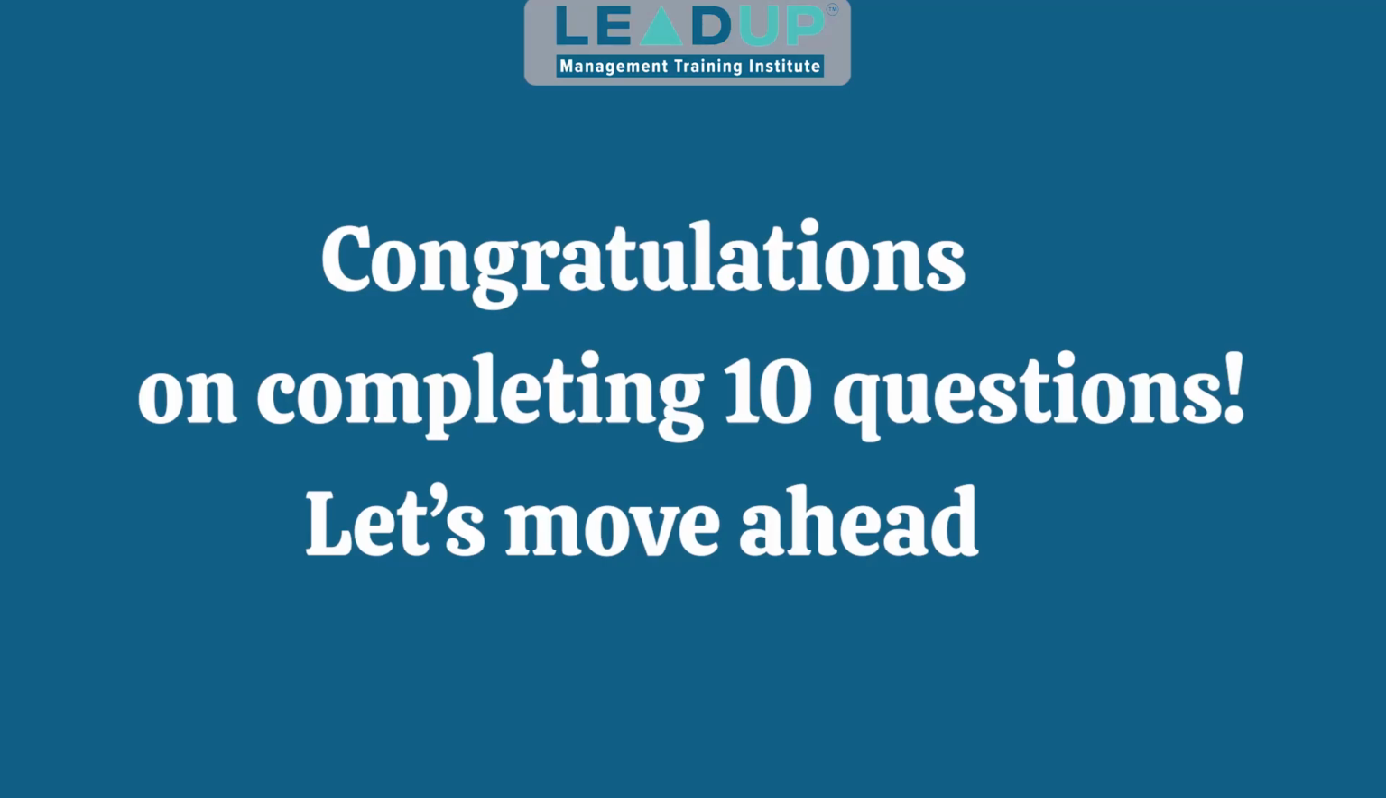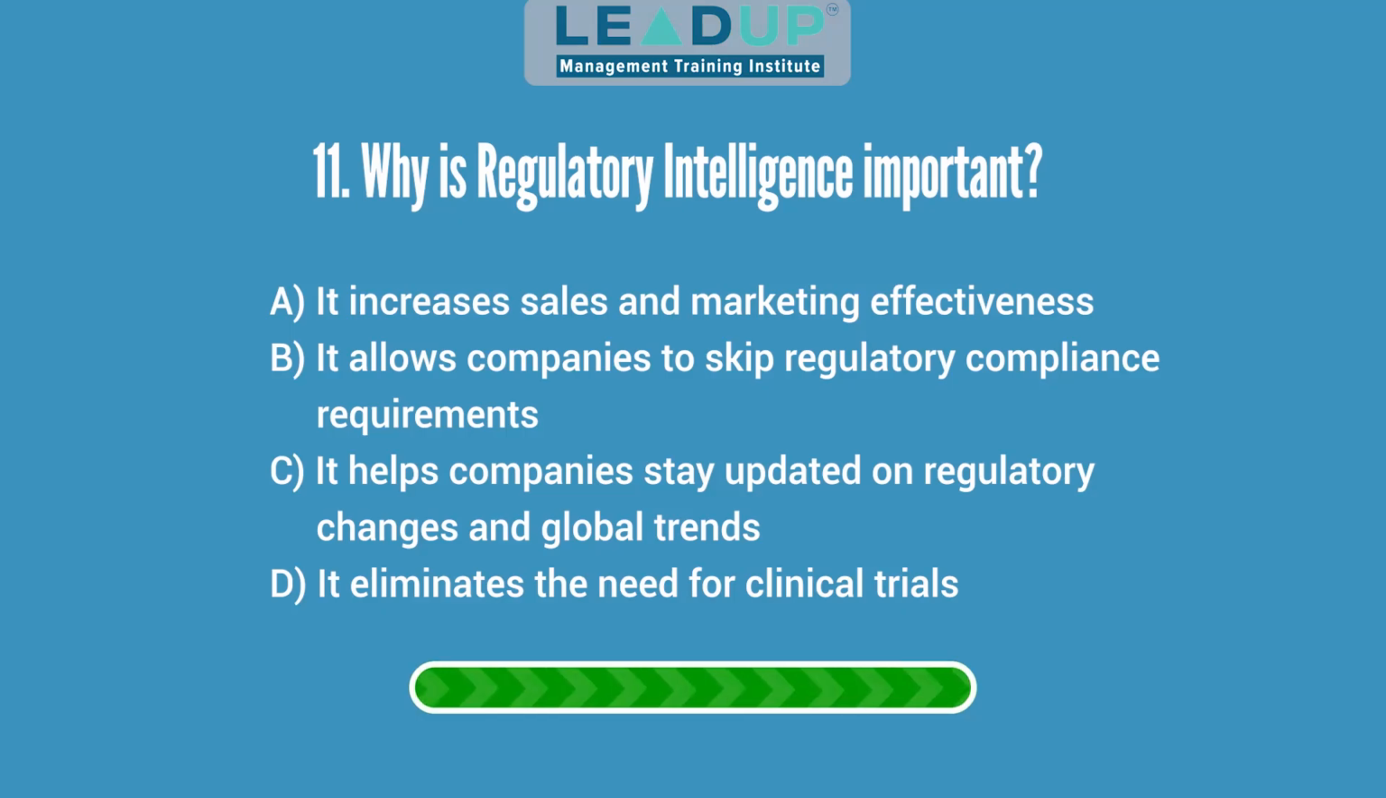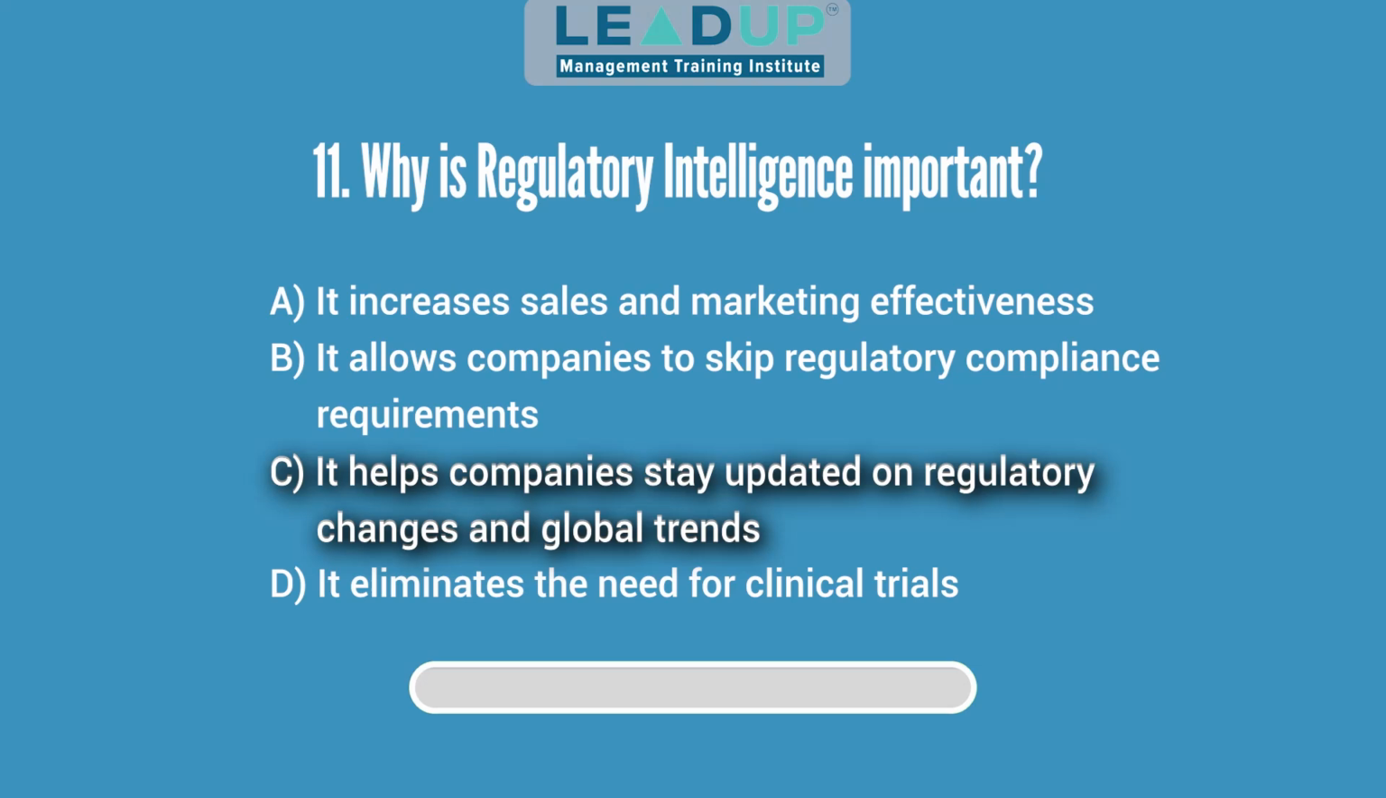Congratulations on completing 10 questions. Let's move ahead. Question 11. Why is regulatory intelligence important? A. It increases sales and marketing effectiveness. B. It allows companies to skip regulatory compliance requirements. C. It helps companies stay updated on regulatory changes and global trends. And D. It eliminates the need for clinical trials. Answer: it helps companies stay updated on regulatory changes and global trends.